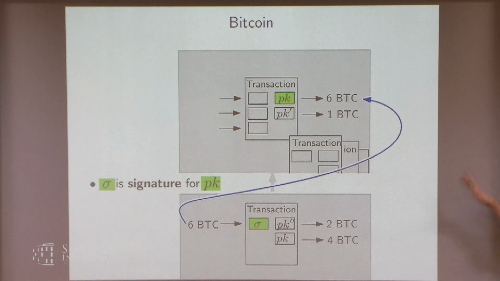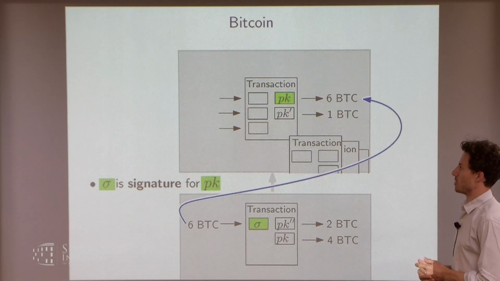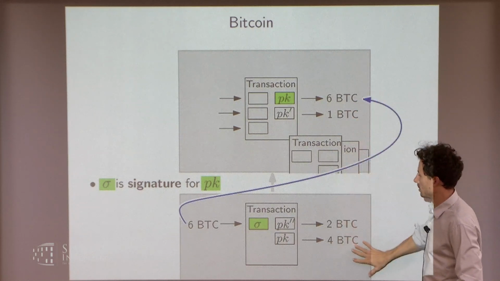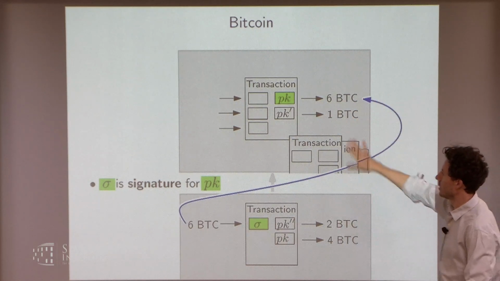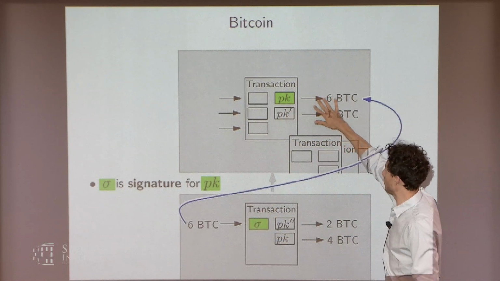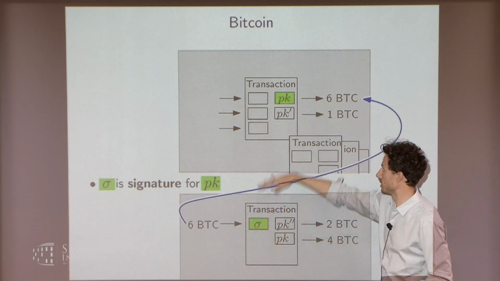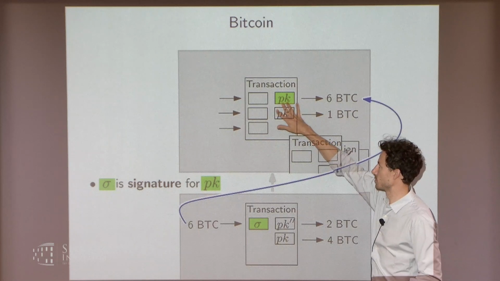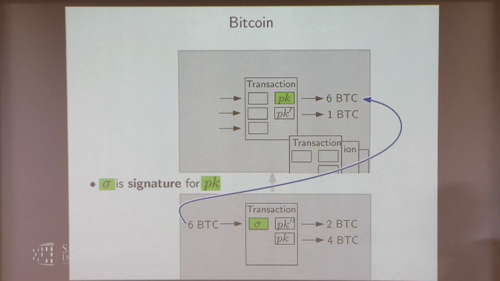So remember, this is the picture for Mimblewimble. For Bitcoin, we have blocks. This is the blockchain, now vertically. We have transactions. If I spend this output here in this new transaction, I give a signature that authenticates it with respect to this public key.